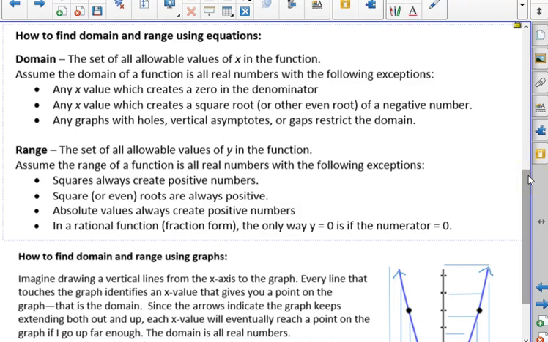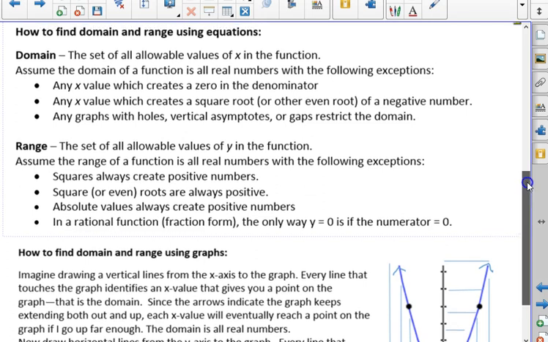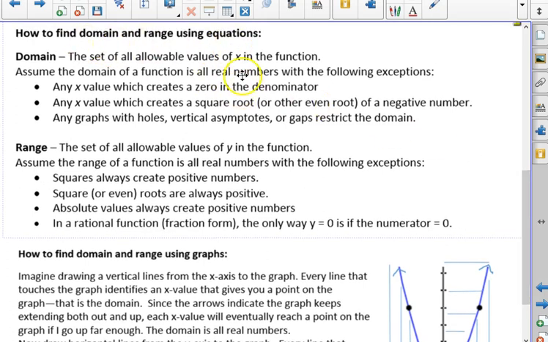I want to give you an additional example about how to find domain and range using equations, because we didn't have an example like this in the top part of this page. So under how to find domain and range using equations, domain is going to be the set of all allowable values of x in the function, and many times that will be all real numbers, but remember we said there's some restrictions to that. Any x value which creates a 0 in the denominator, any x value which creates a square root or other even root of a negative number, and then we have some other special cases which we'll go into more later. But I didn't have an example for this first one right here.